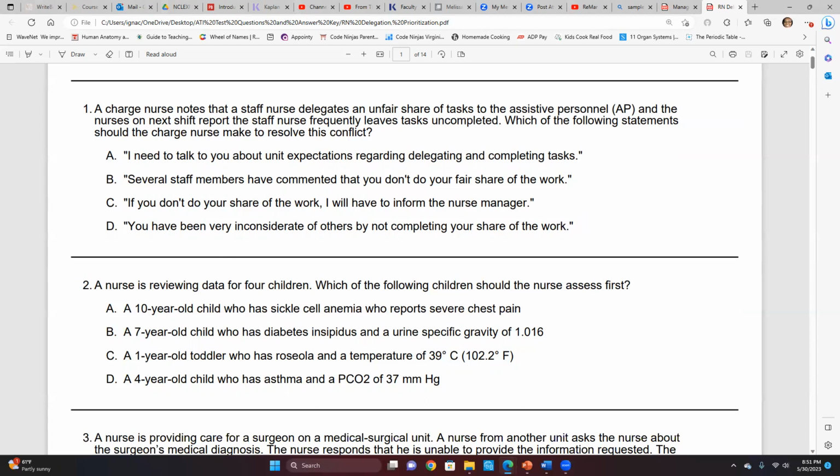Because if you look at it, it said one of them has an unfair share of tasks. And that doesn't make sense. You have to make it equal. If there are 10 patients, you can't give one 7 and give the other one 3. It has to be at least 5 patients each so that the work can be done equally. If I have 7 patients and you have 3 patients, I can't finish everything that I'm doing.